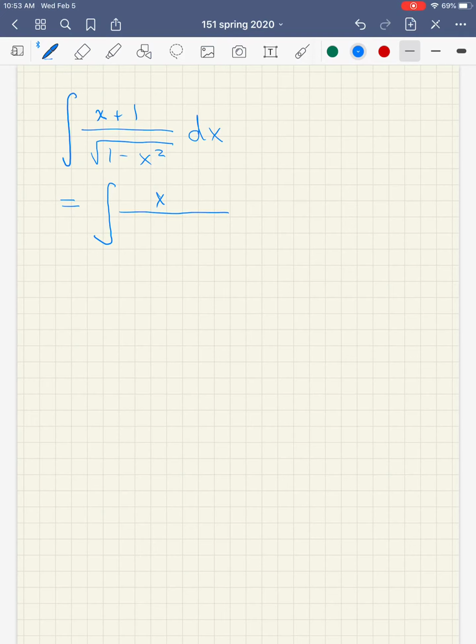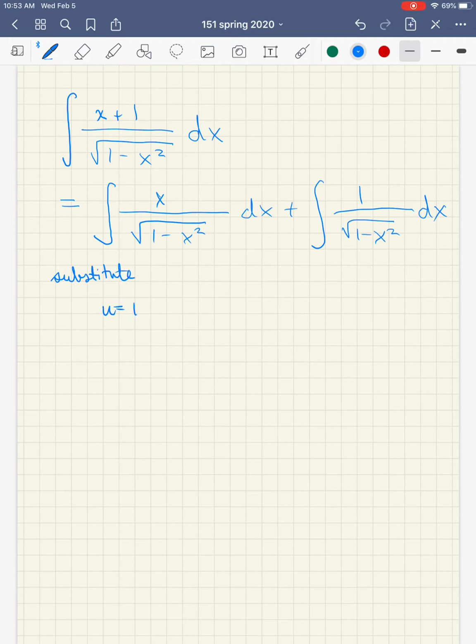Right, so this is where some insights can be helpful. If we split this up into two different integrals, then we can use substitution on the first. So I can substitute u equals 1 minus x squared. Then du is going to be negative 2x dx. So if I solve for dx, it's going to be du over minus 2x. So I'm going to use that on that first integral.